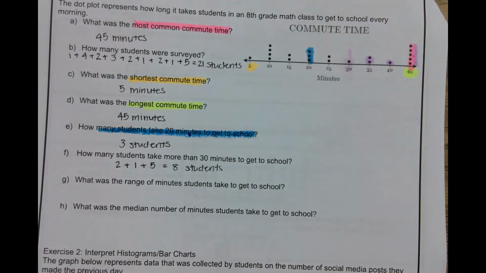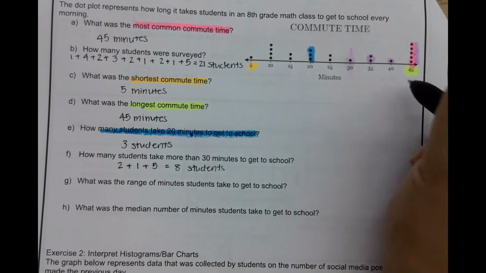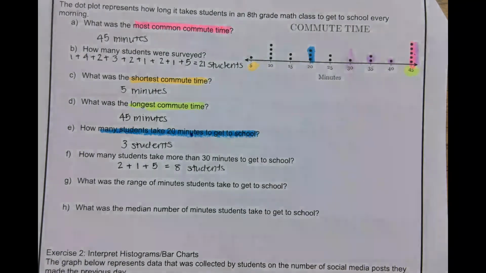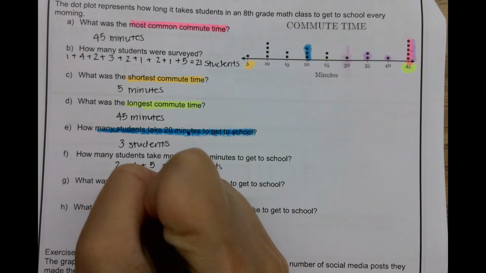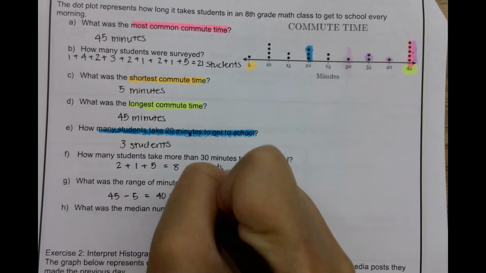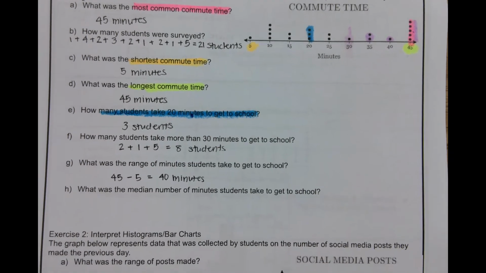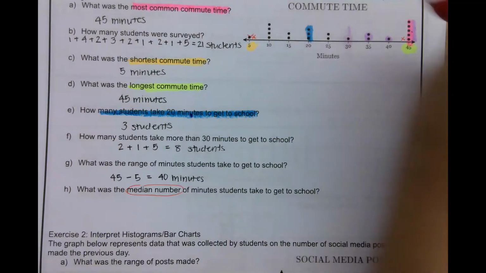Okay. Then it asks for the range of minutes students take to get to school. So I'm going to do my maximum minus my minimum. So 45 is the longest commute, 5 minutes is the shortest. So that is a range, a difference of 40 minutes, shortest to the longest. Okay. And then the last one here asks for the median number.